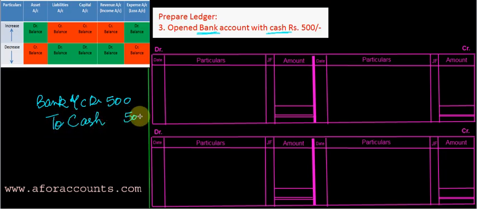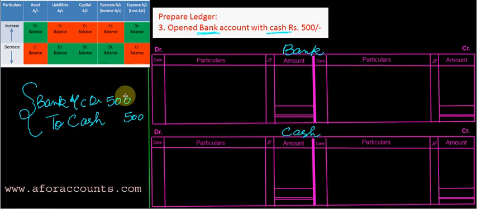500. Now this is a contra entry. One side bank and one side cash is a contra entry. Open a bank account, a ledger of bank and a ledger of cash. Okay, post the entries now.